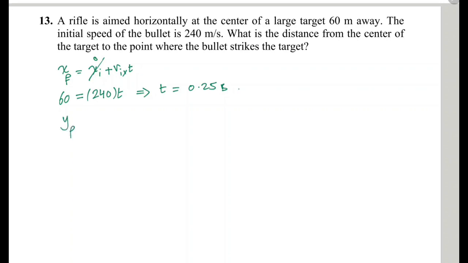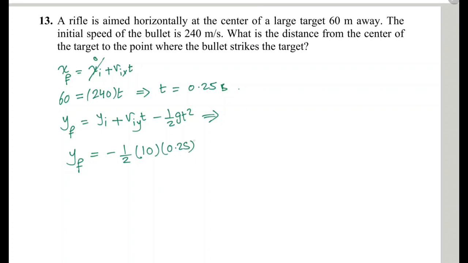So y final equal to y initial plus v initial y t minus half g t square. So y final equal to minus half 10 (0.25) square, or equal to 0.31 meters, or 31 centimeter.